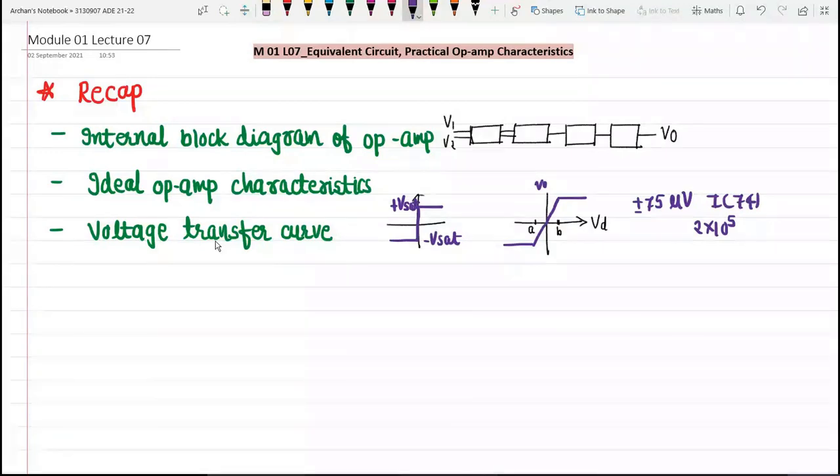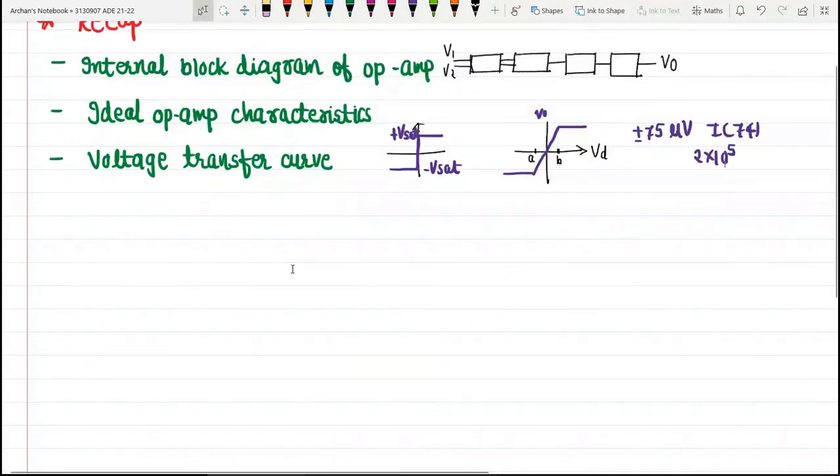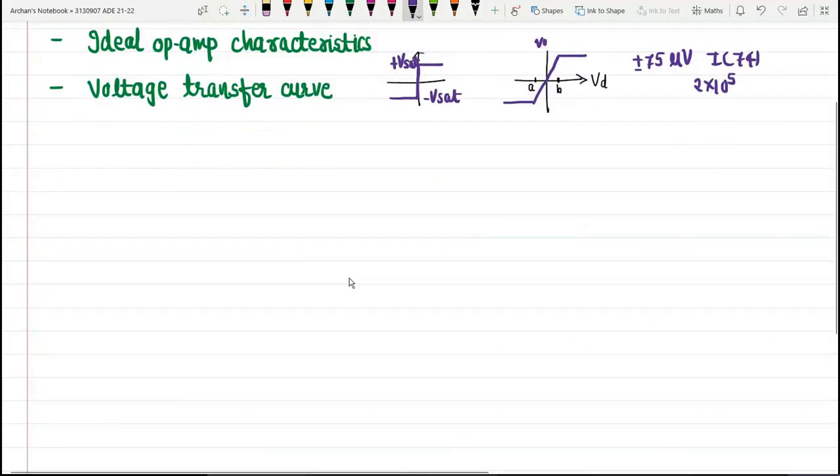Now today we are going to discuss the characteristics of the practical op-amp, and before we move on to that, we will see the equivalent circuit of the practical operational amplifier. What do we mean by the equivalent circuit? It is the circuit which represents the operational amplifier parameters in terms of physical components for analysis purposes. This is what we call the equivalent circuit of an operational amplifier. Let us try to draw it first.